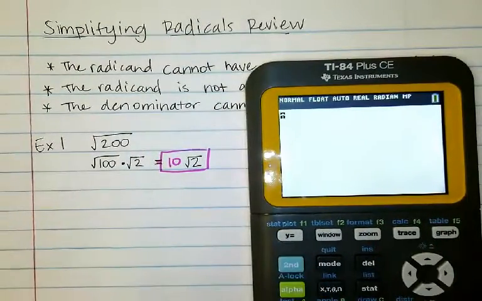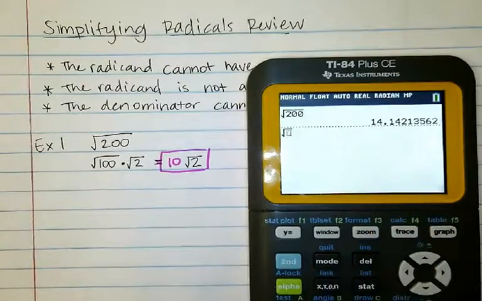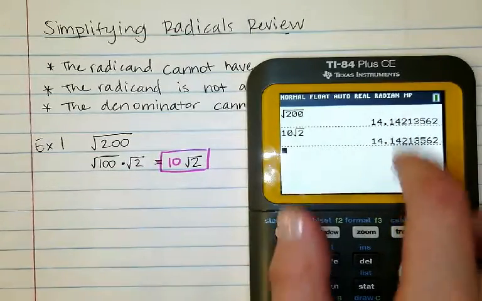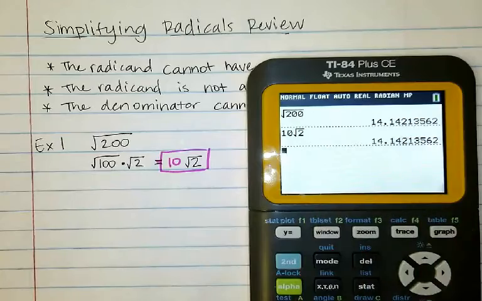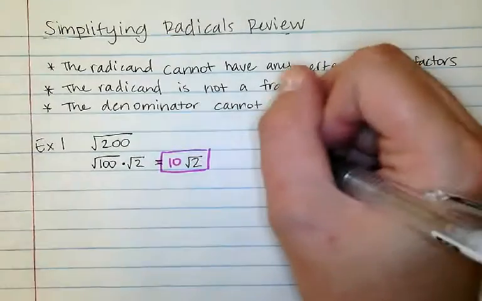Now, remember, we said the square root of 200 was this big, nasty-looking decimal. If we do 10 times the square root of 2, we get the exact same nasty-looking decimal because they are equivalent to one another. So you can always check yourself on your trusty calculator.